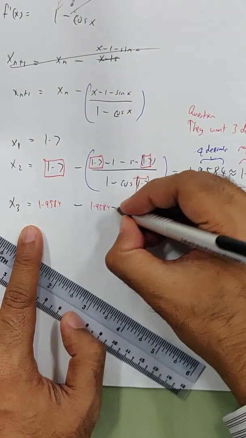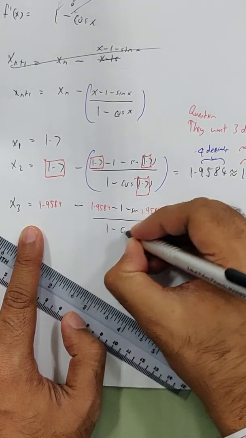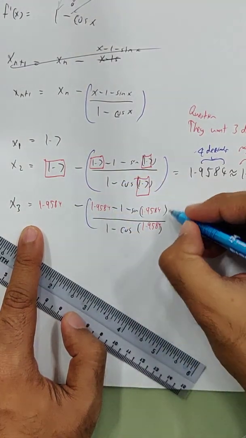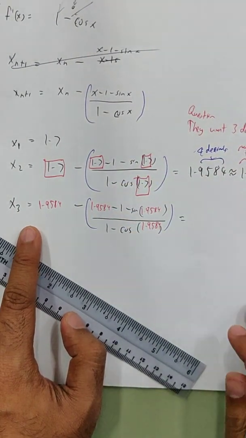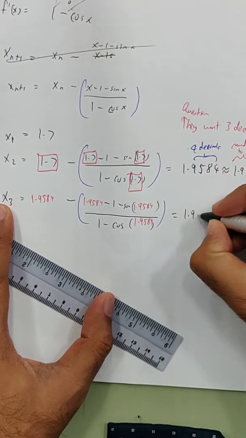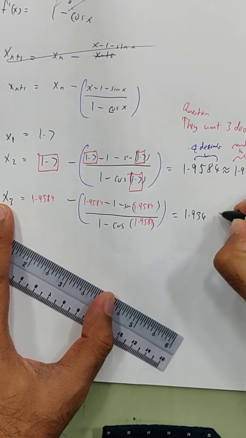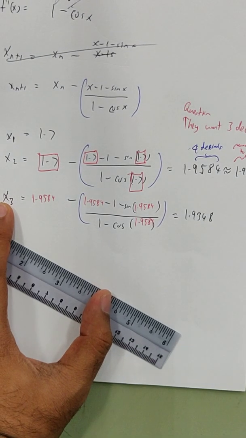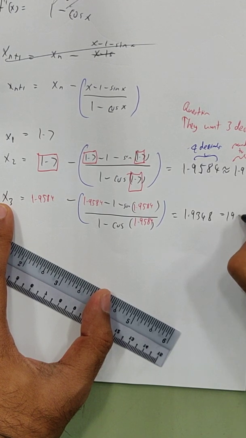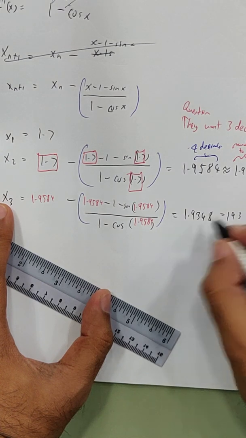1.9584 minus, I recommend a bracket here. What do you get? 1.9348. And then what do we do? We round up. 1.935.